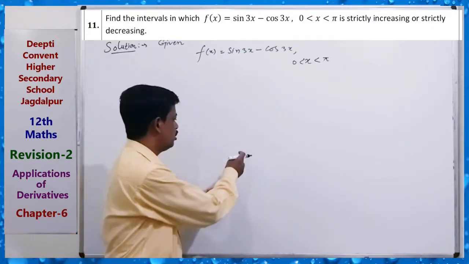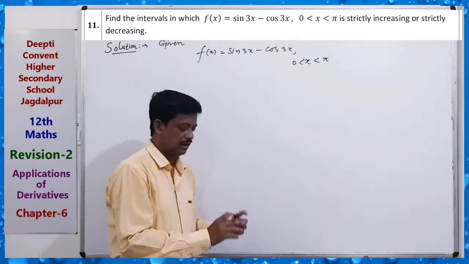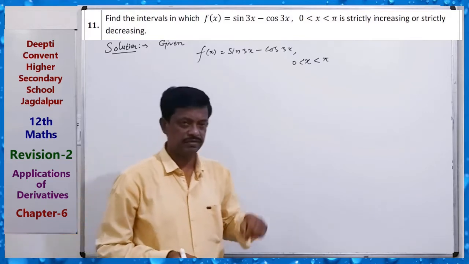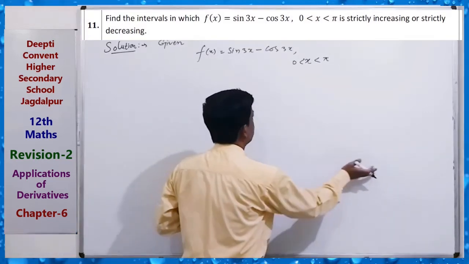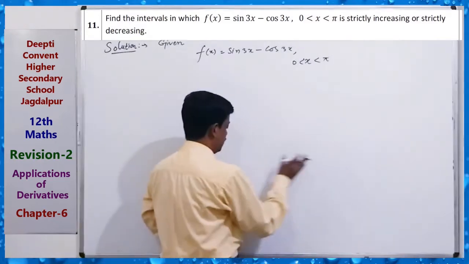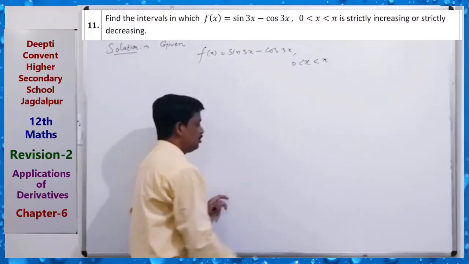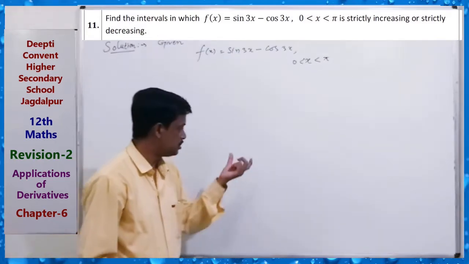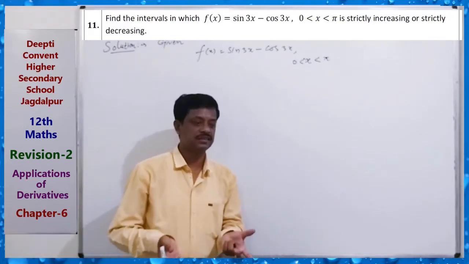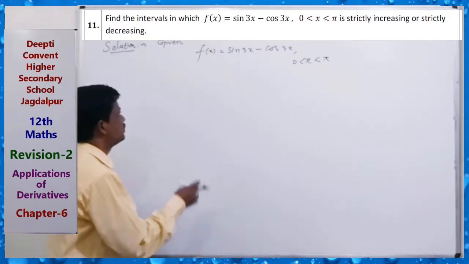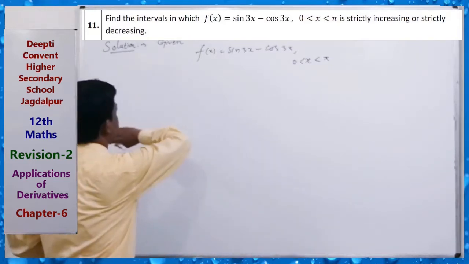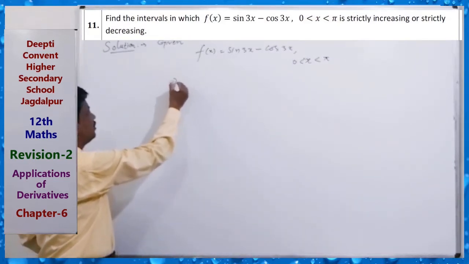First of all, you have to differentiate the function, put it equal to 0, and find the values of x that lie from 0 to pi. There will be sub-intervals, and you have to check in which interval the function is strictly increasing and in which interval the function is strictly decreasing. So here the function is this, so find what?